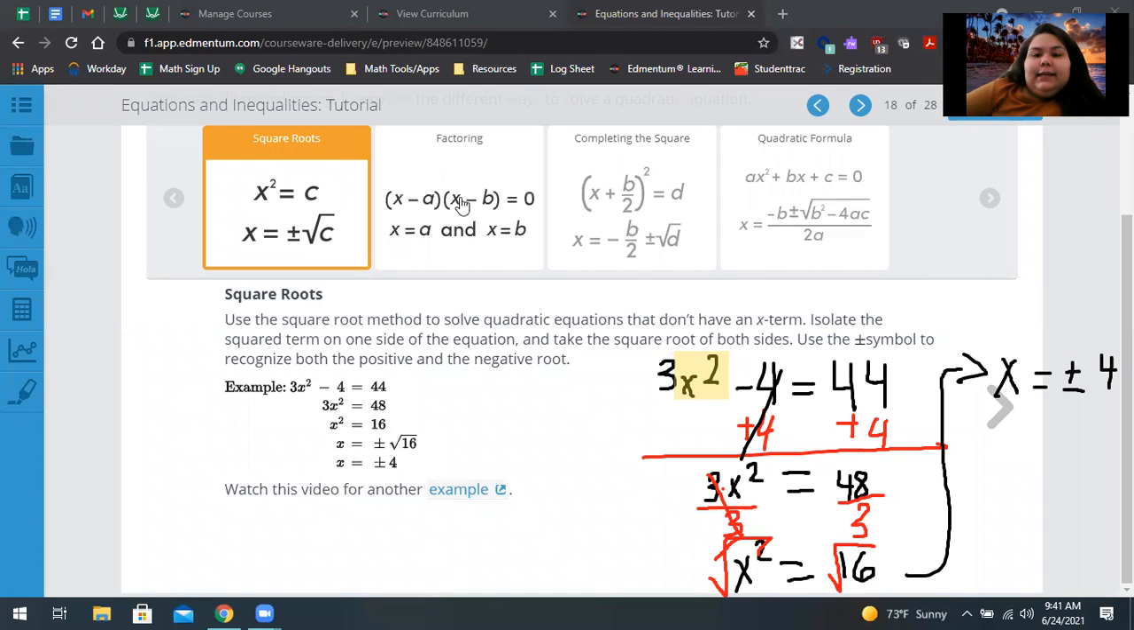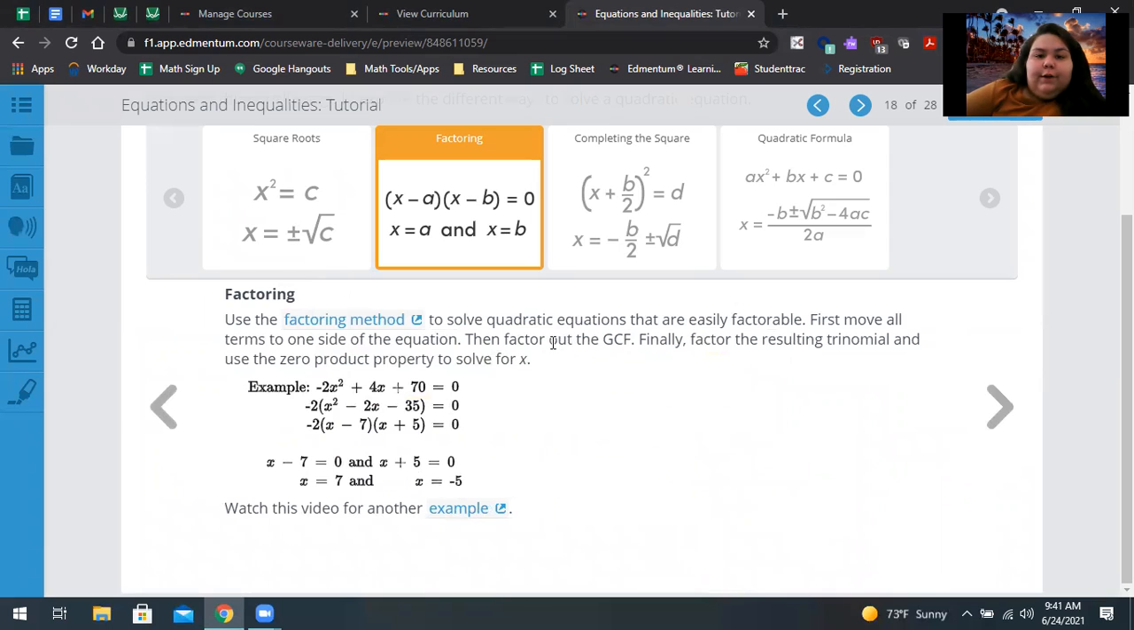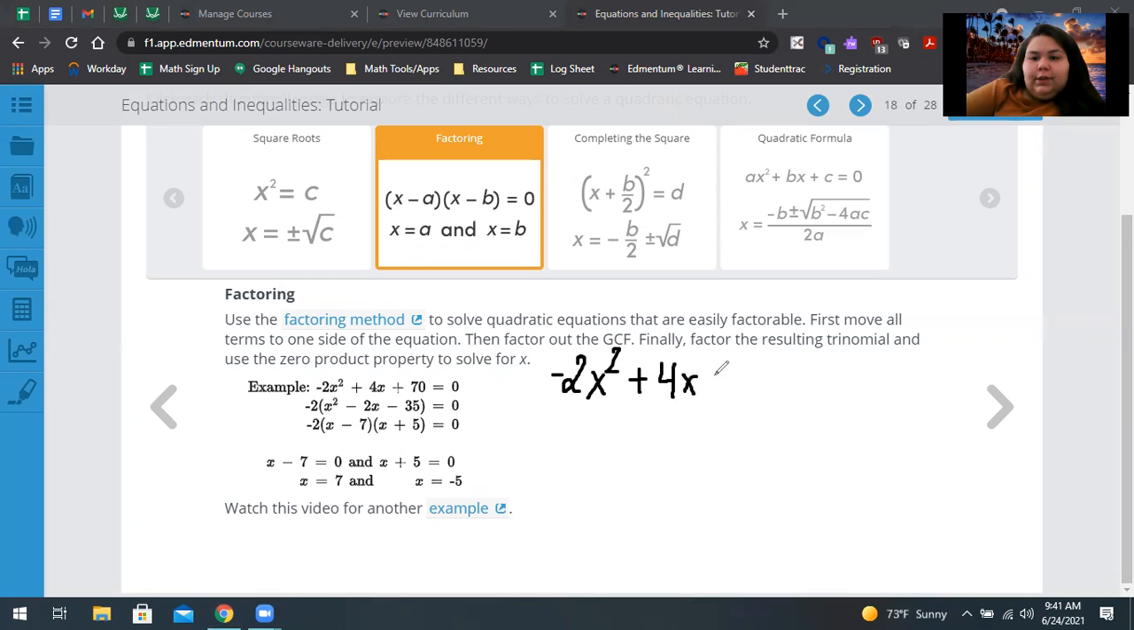Let's go ahead and take a look at the next one, by factoring. So when we are factoring, we are going to factor out the GCF as much as possible. So again, let's go ahead and take a look at this one right here. This is negative 2x squared plus 4x plus 70 is equal to 0.